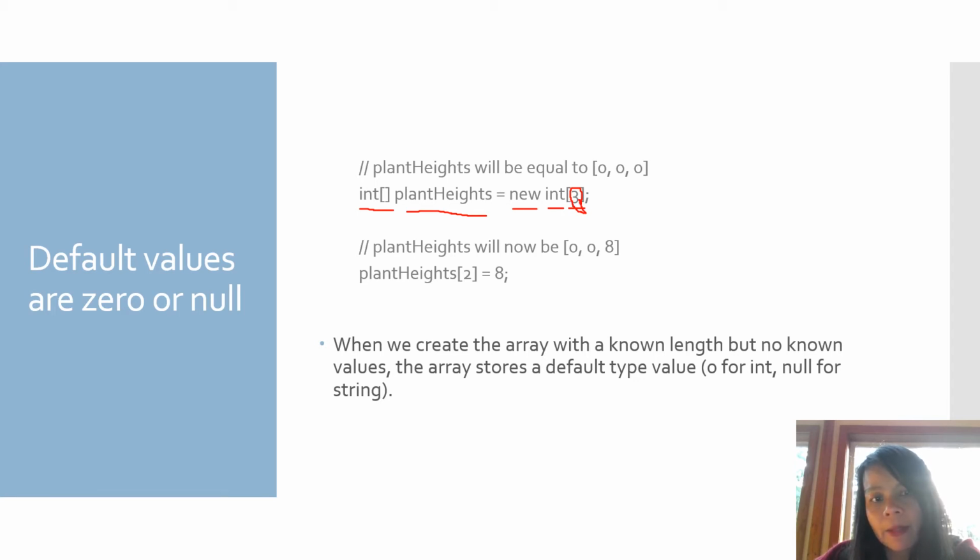So later you can set the value. Plant height 2, the one at the 3rd position, will be 8, so it'll be 0, 0, 8. When we create an array with a known length but no known values, the array stores a default value of 0 for integer and null for string. So 0, 0 because nothing has been set, but 8 because now you have set this.